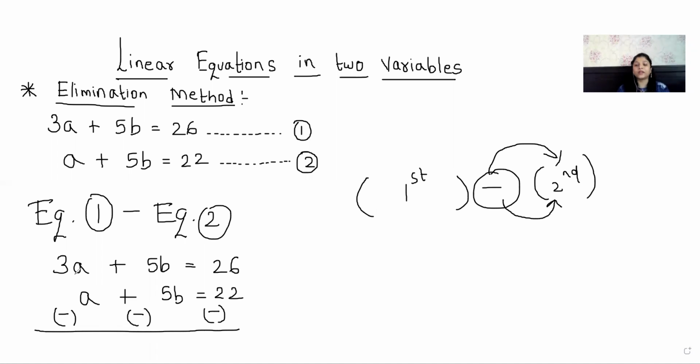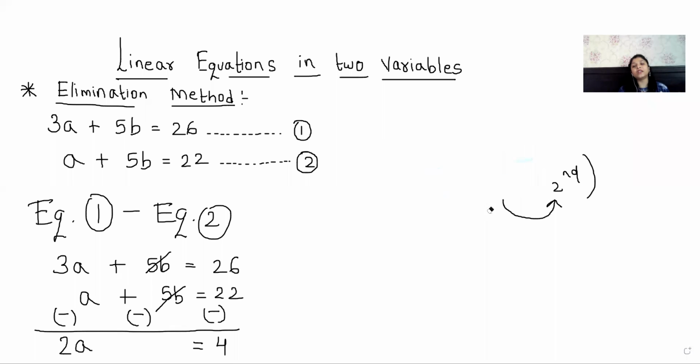Okay, now let's subtract. 3a minus a. Now a doesn't have any coefficient, which means it is 1. So it is 3a minus 1a, which is 2a. Plus into minus is minus: 5b minus 5b cancels, it's gone. There's no need to write 0. 26 minus 22 is 4. Now we'll solve it further. 2a is equal to 4.